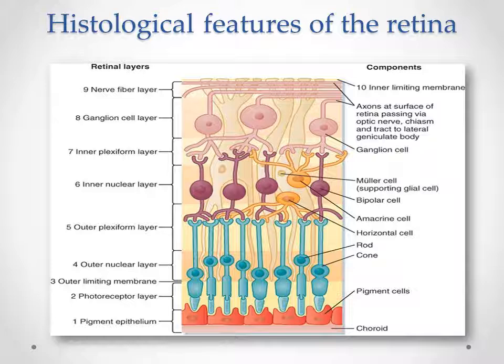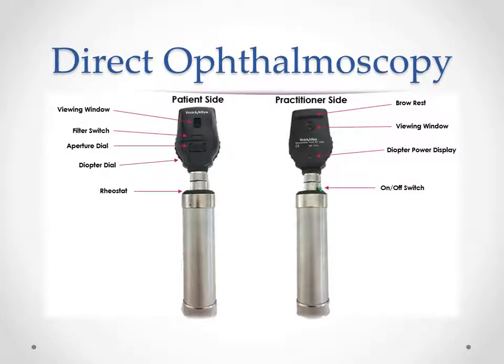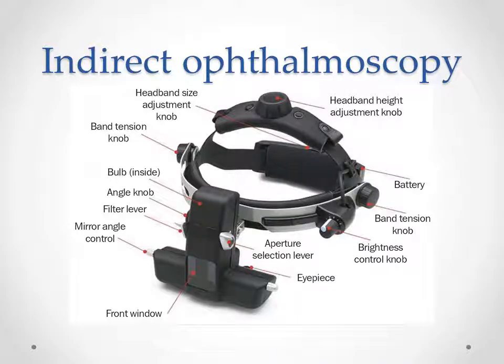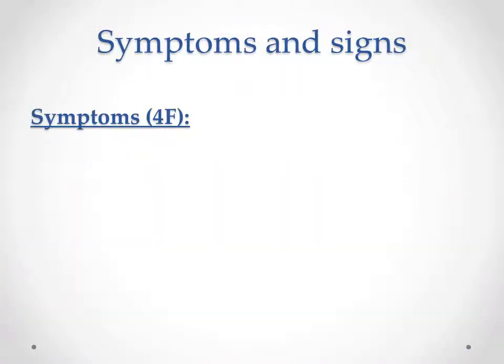And this is the space in which the fluid collects under the sensory retina, causing the rhegmatogenous retinal detachment. Methods of fundus examination include the direct ophthalmoscope, indirect ophthalmoscope, and indirect slit lamp biomicroscopy. This is the direct ophthalmoscope, and this is the indirect ophthalmoscope. And of course, we have slit lamp biomicroscopy used with the slit lamp. The most important are the 90 diopter lens, 78 diopter lens, and of course the Goldmann 3-mirror contact lens.